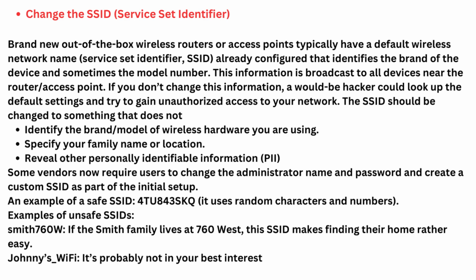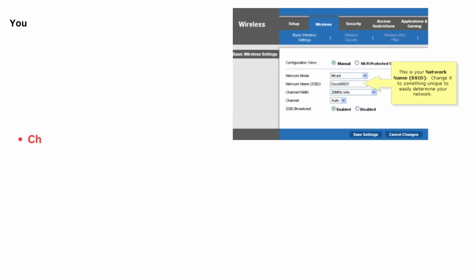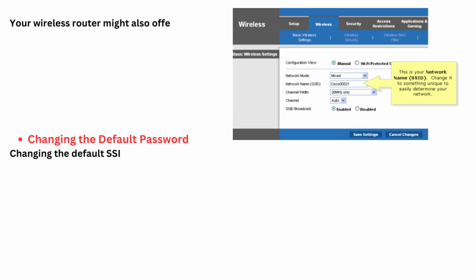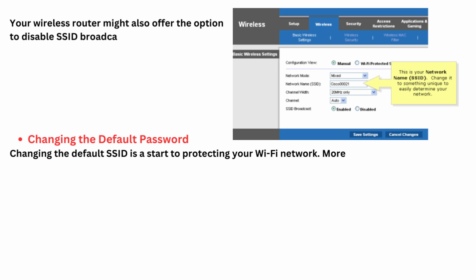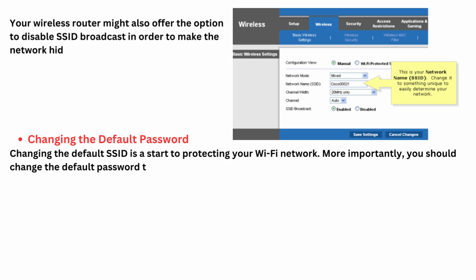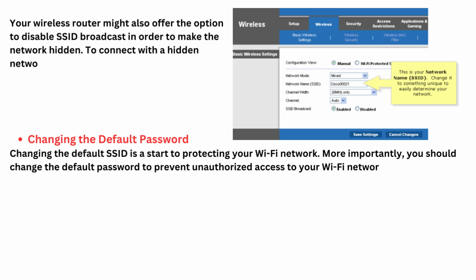Johnny's_VFE, it's probably not in your best interest to put your name in the SSID. Your wireless router might also offer the option to disable SSID broadcast in order to make the network hidden. To connect with a hidden network, the user must have its SSID as well as the password. Although enabling this option might seem to improve security, your network can still be detected with a network scanning app.